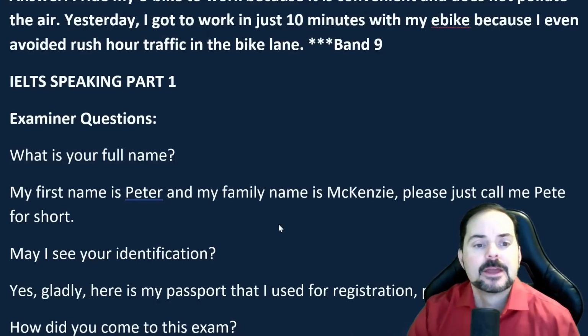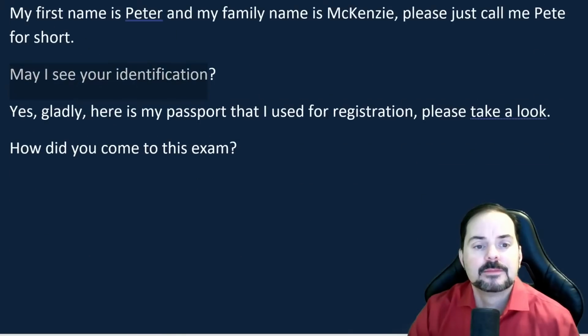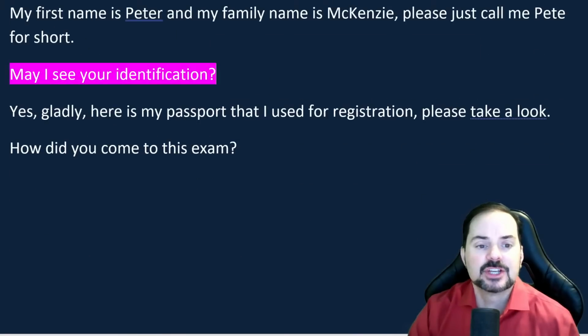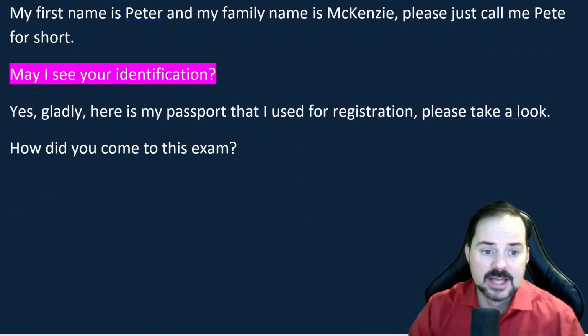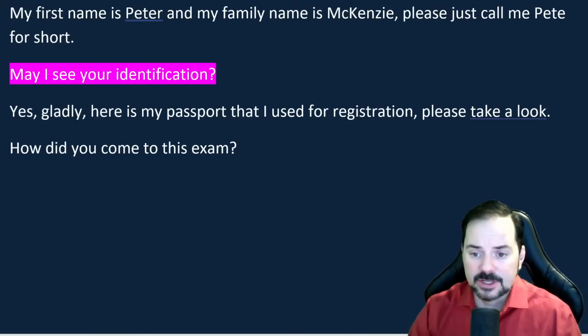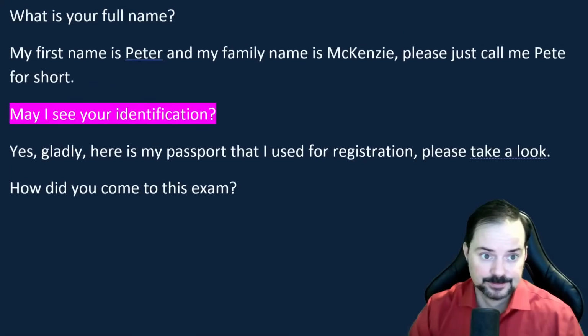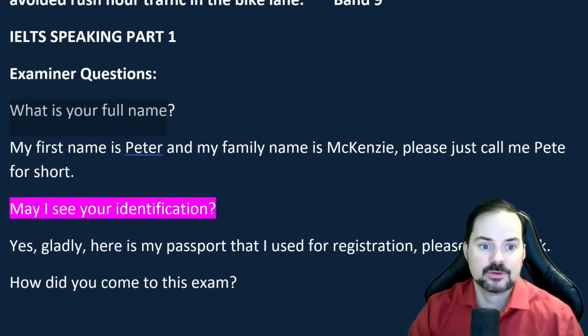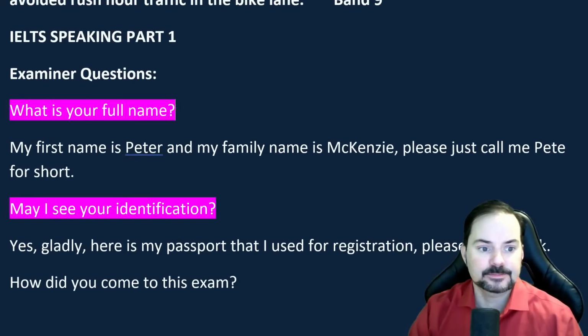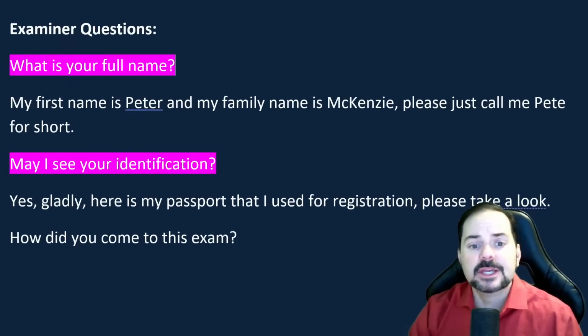All right. So again, the examiner says, may I see your identification? Yes, gladly. Here's my passport that I used for registration. Please take a look. What is your full name? My first name is Peter and my family name is Mackenzie. Please just call me Pete.